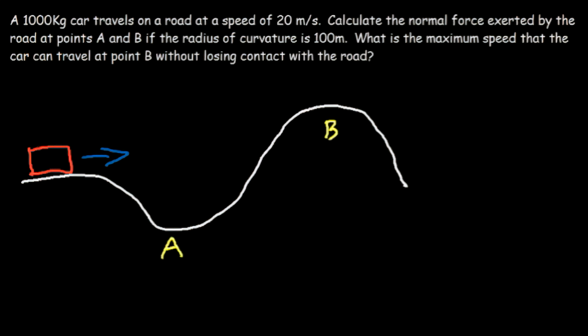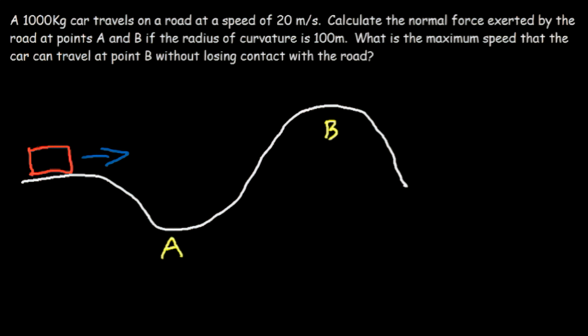A 1,000-kilogram car travels on the road at a speed of 20 meters per second. Calculate the normal force exerted by the road at points A and B if the radius of curvature is 100 meters. Okay, so let's begin.